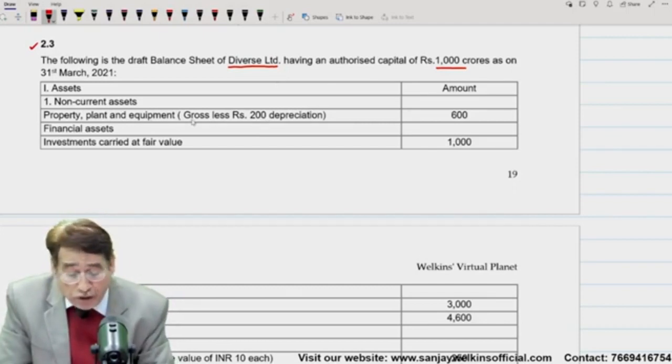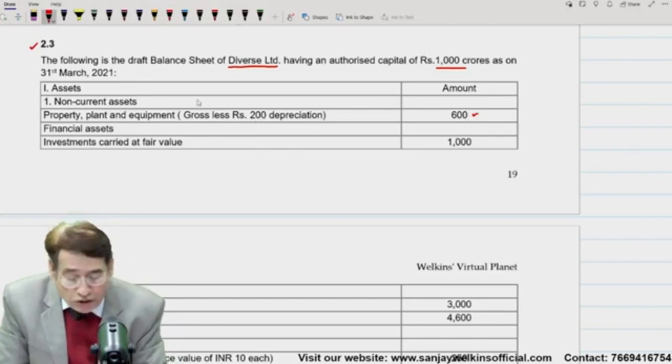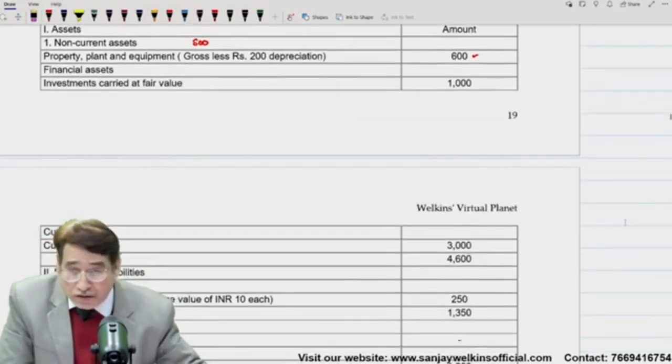First item is property, plant and equipment. Just pay attention, it is written gross less depreciation. That means this 600 is the net value. So what would be the gross value? Quite obviously the gross value must have been 800. 800 minus 200 is equal to 600.